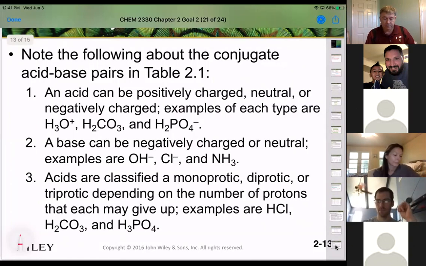Okay, conjugate acid pairs. A couple of little things about that: you can have more than one hydrogen transfer, so we can have multiple protons. HCl only has one proton to transfer. Carbonic acid has 2, and phosphoric acid has 3 protons that can transfer. Typically, when we do this, we generate negatively charged or neutral species.